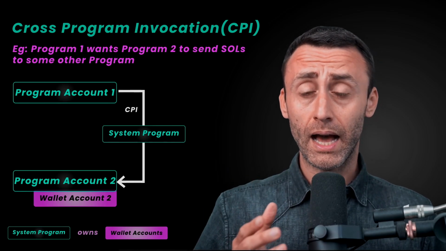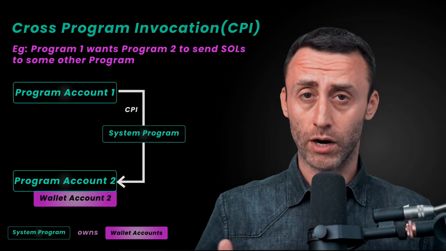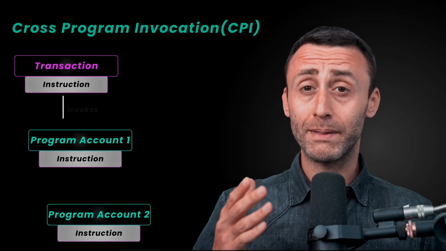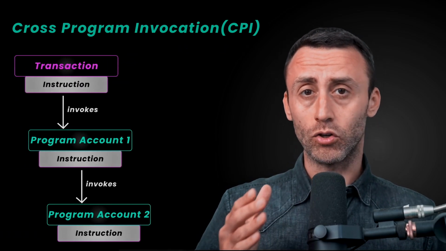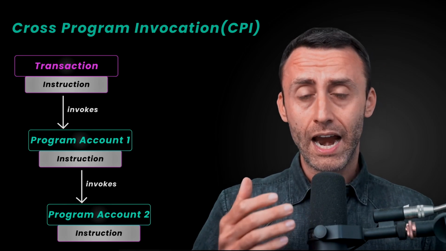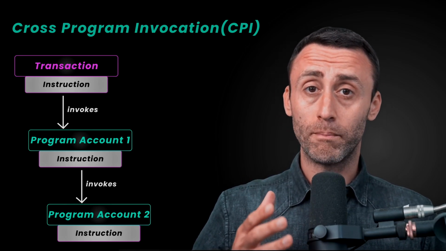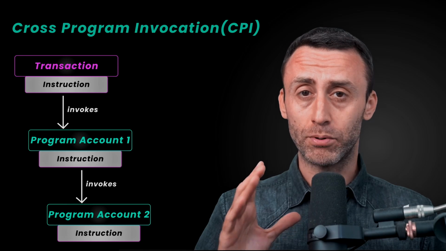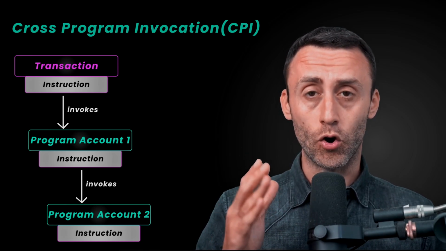This same idea applies to other on-chain programs. You can call the SPL token program to mint or transfer tokens, or even your own second program. Every account on Solana is owned by a program, and only that program can modify its data or lamports.